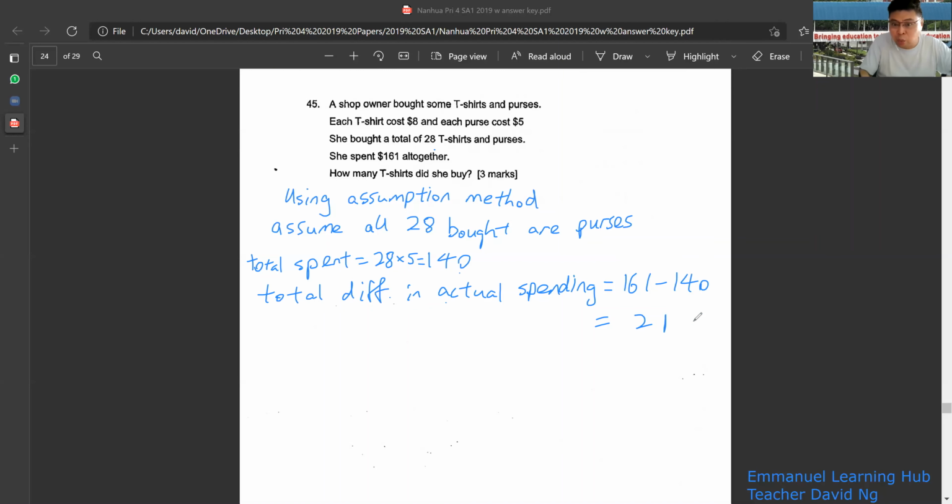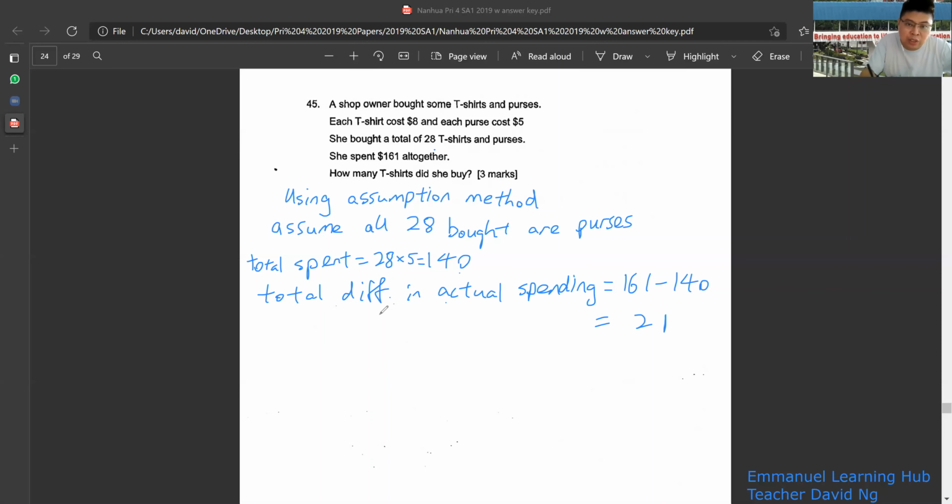But you understand why I need to find this, right? Yes. Confirm you understand because I'm going to test you again next week. I sure will test you on and off, whenever there's time. Like today, I'm testing you, but you didn't really make it in a test now because a lot of questions you still don't know. So total difference in actual spending, 161 minus 140 is 21.